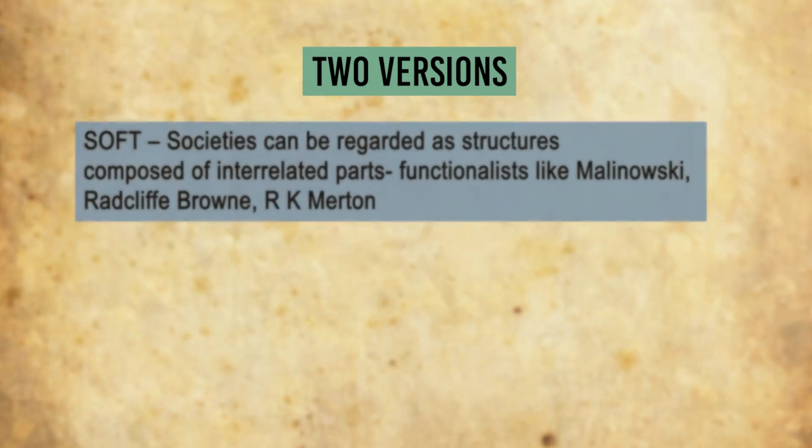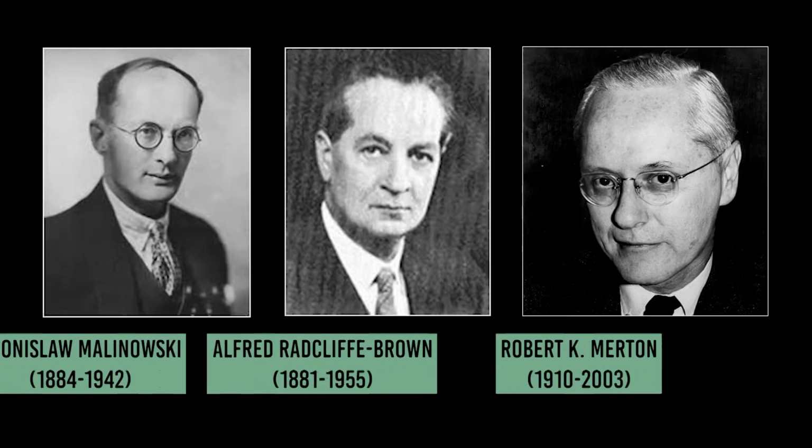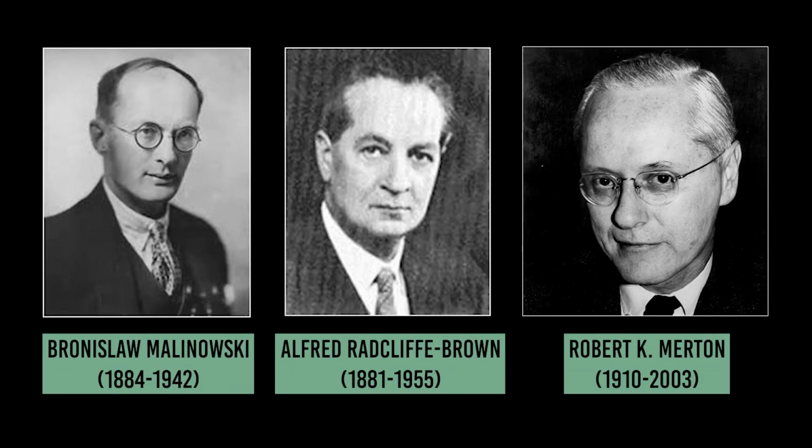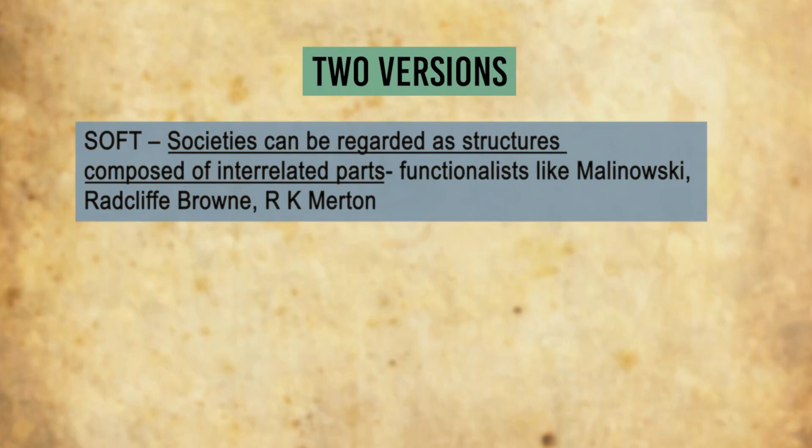Now, there are mainly two versions of functionalism that we talk of. What is soft functionalism? Soft functionalism was mostly propounded by functionalists like Malinowski, Radcliffe Brown, and R.K. Merton. Now, this soft functionalism says that societies can be regarded as structures. What are these structures composed of? Interrelated parts. It does not say anything beyond this.